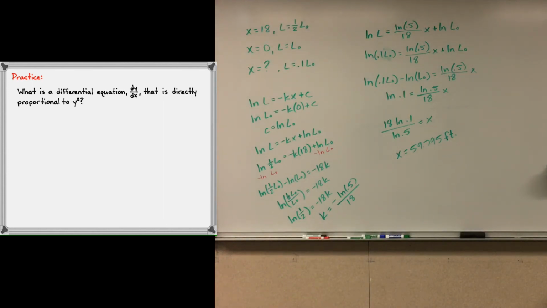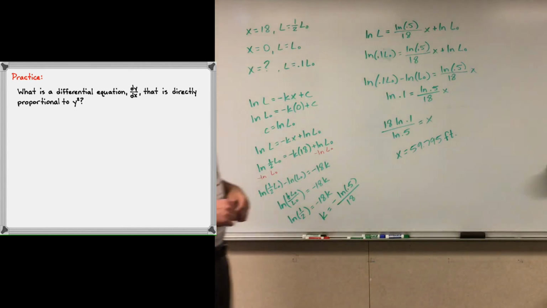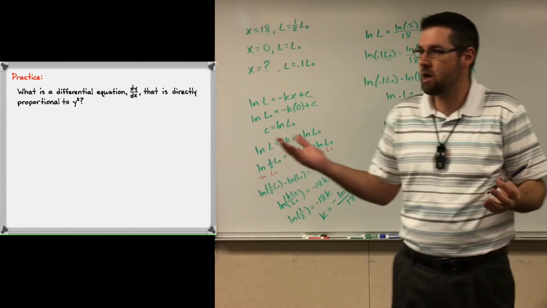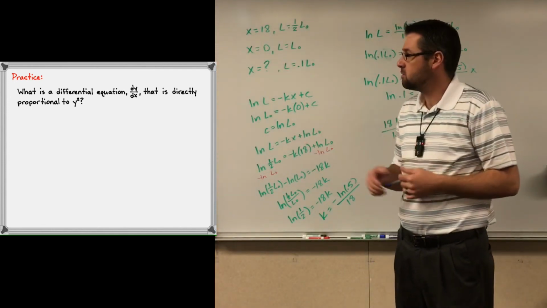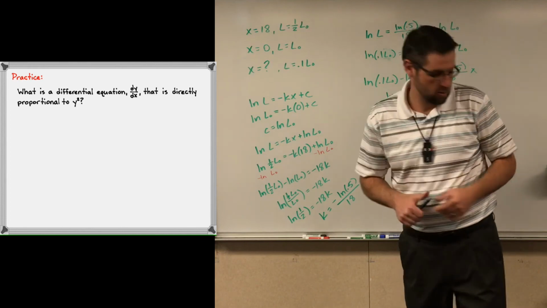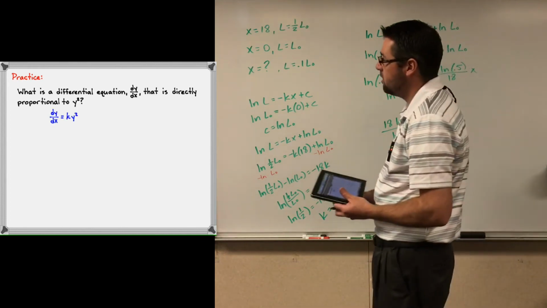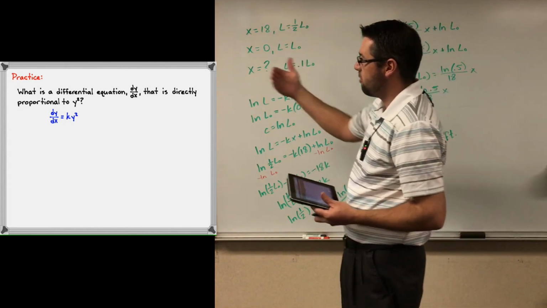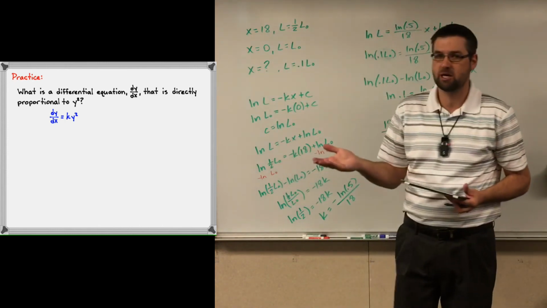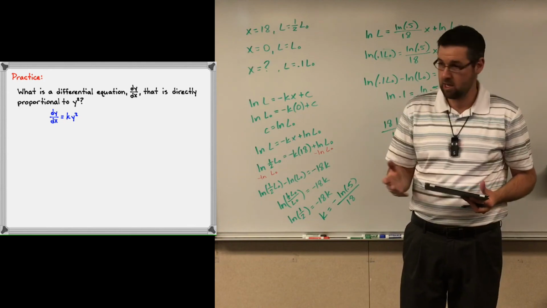Okay, you guys try this. I'll help you out with this. What is a differential equation, dy dx, that is directly proportional to y squared? What did I say about directly proportional? There's a constant. You can write it as dy dx equals constant times y squared. That's it. So it's just y squared times some constant value, right? Okay. Solve that.